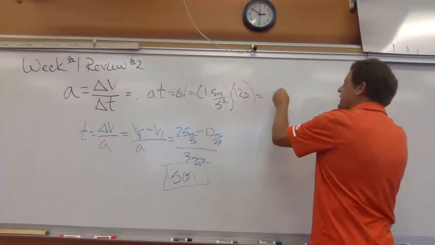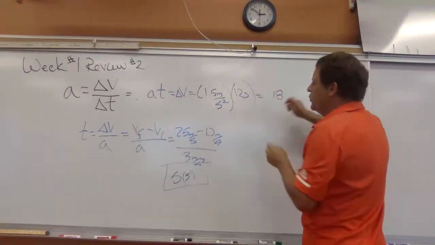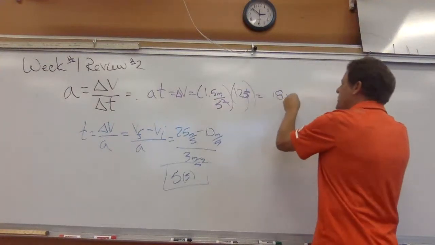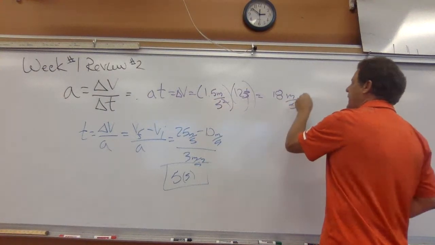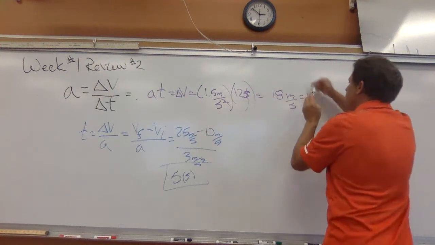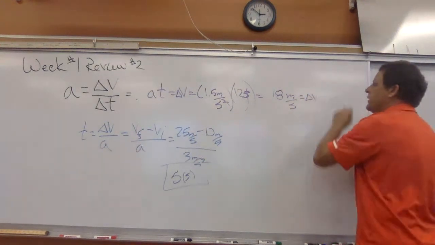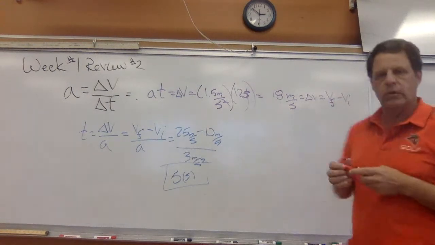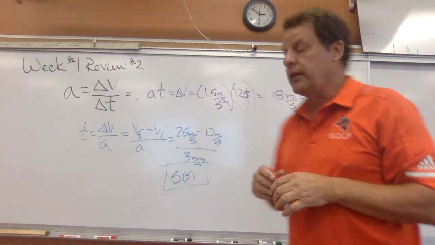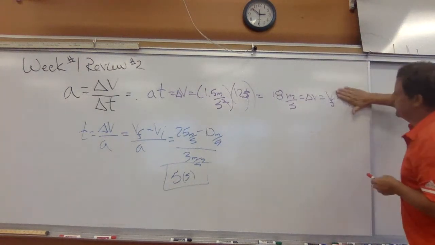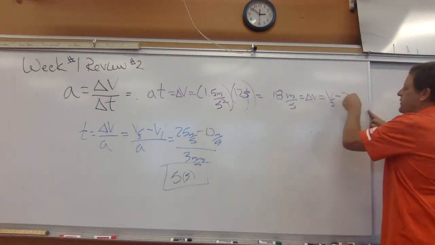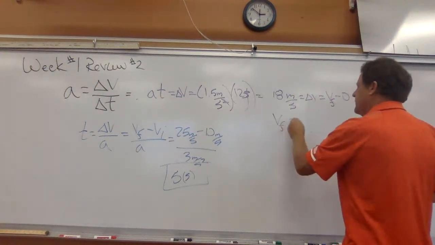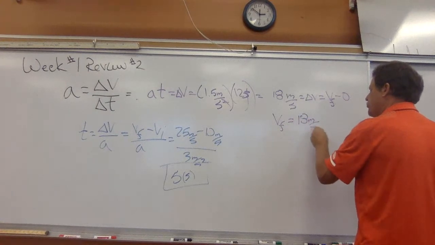And 1.5 times 12 is going to give us 18. And now units-wise, we're going to have one of these seconds cancel out with one of those, and our units are going to be meters per second. And that's going to be our change in velocity. But that is equal to v final minus v initial. Okay, now this seems like a little bit of a tricky thing because our initial velocity started at rest. So this would just be minus 0, which would just be that. All right, so our final answer, v final, is going to be 18 meters per second.